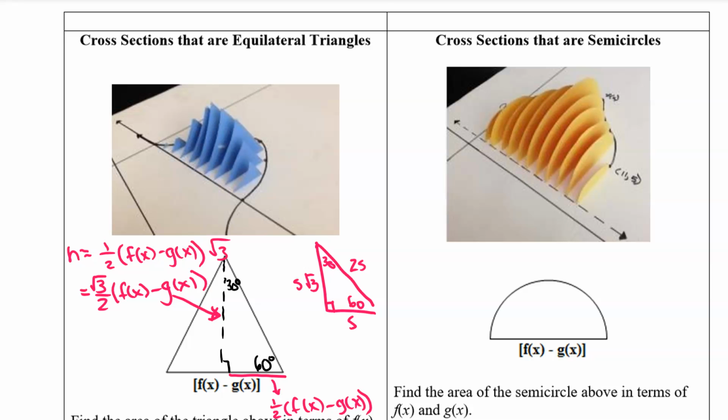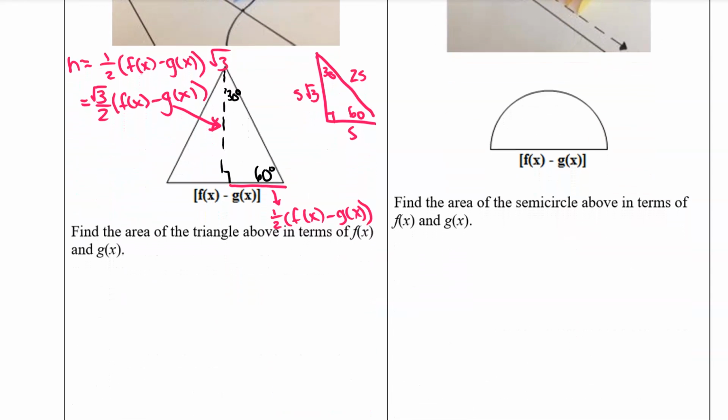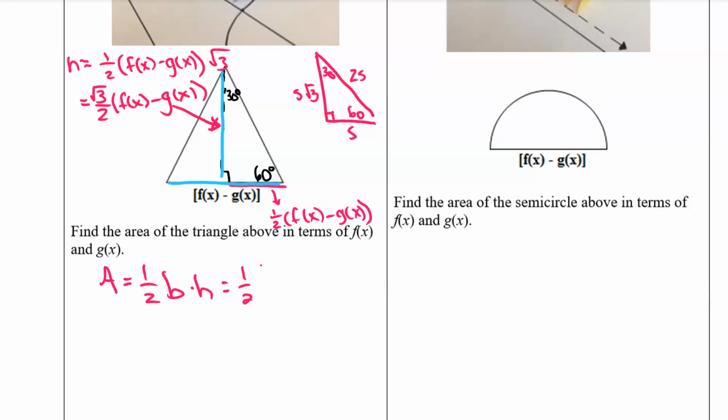So we're going to use that now when we scroll down here and write our area equation. Our area is half the base times the height. My base is this whole distance here, and my height is this length that we just found. So if I do half base times height, I've got half my base, which is f of x minus g of x, times my height, which is square root of 3 over 2 times f of x minus g of x.